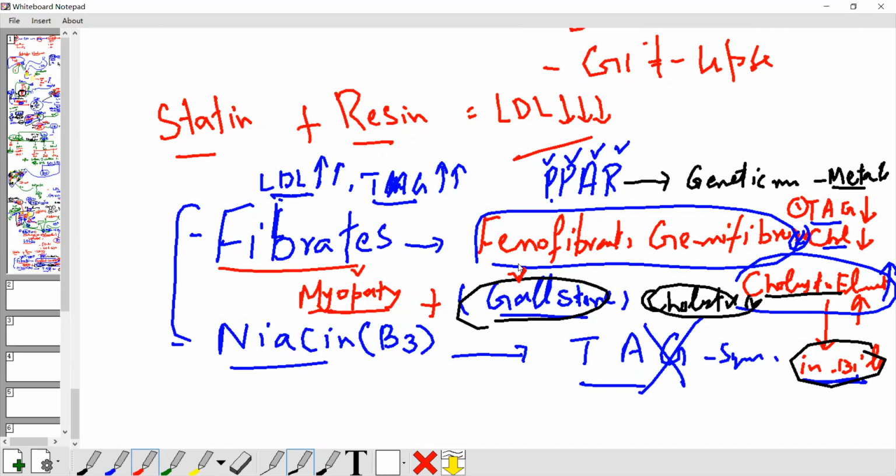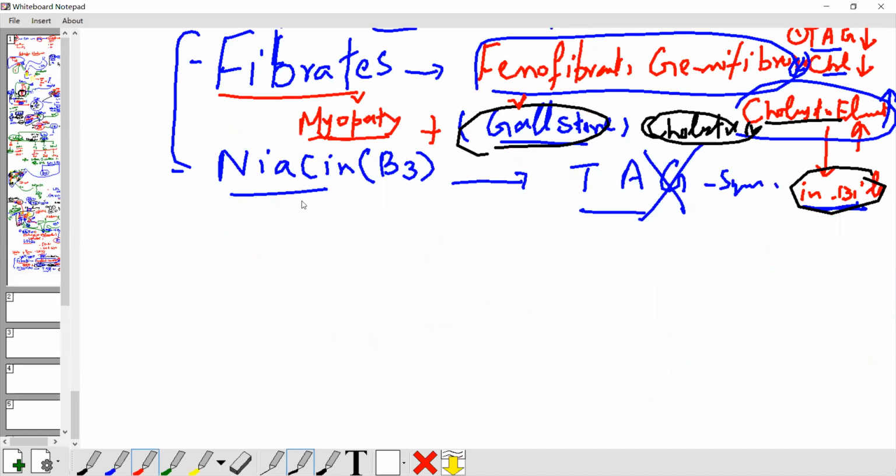Fibrate is not combined with statin because they can damage the muscle too much. Muscle damage, okay. Myopathy is also a side effect of statin, and myopathy is also a side effect of fibrates. Understand? So fibrates have the side effects gallstone and myopathy. We can use them to reduce triacylglycerol. Understand? Okay, now come here.